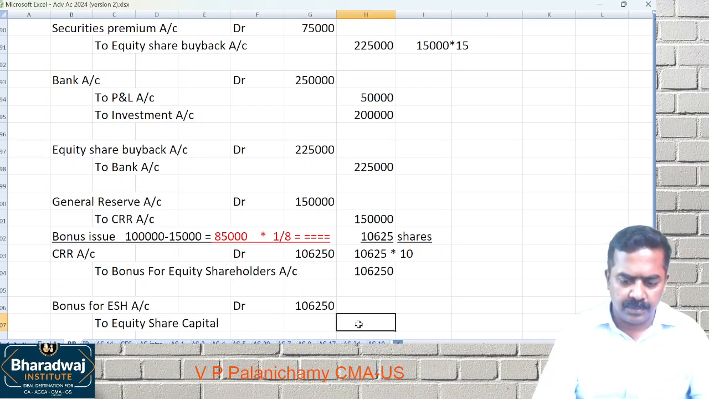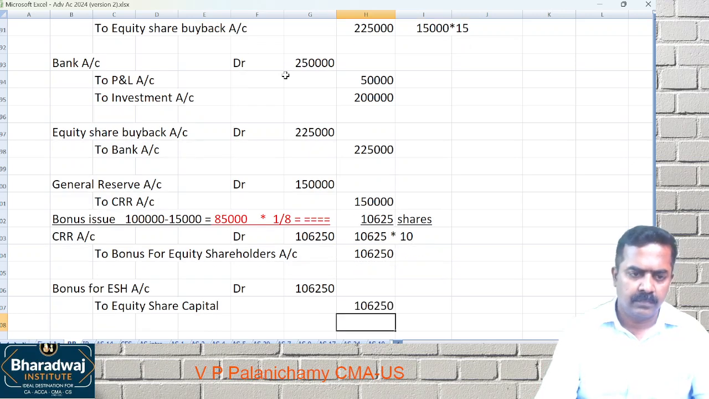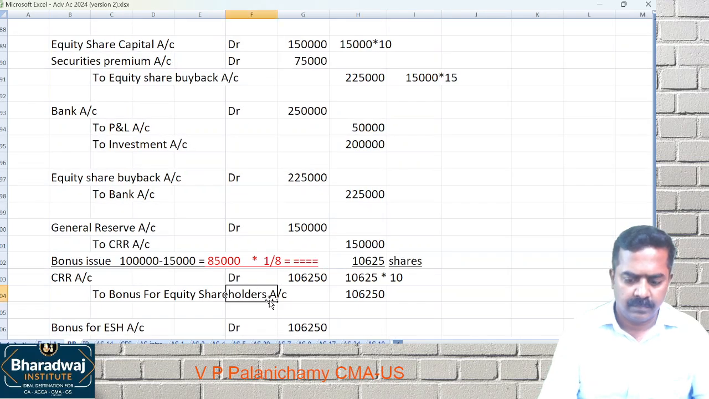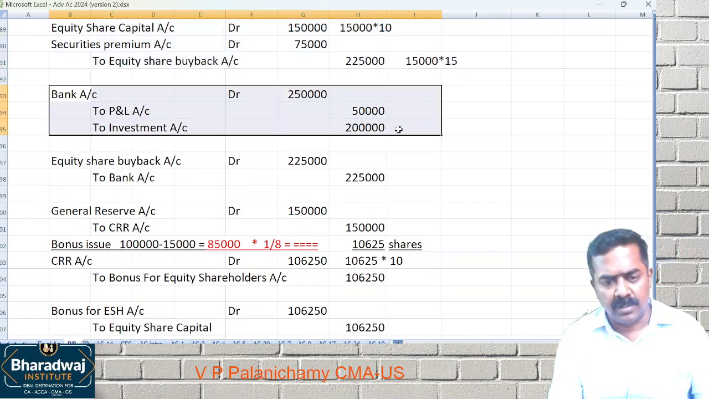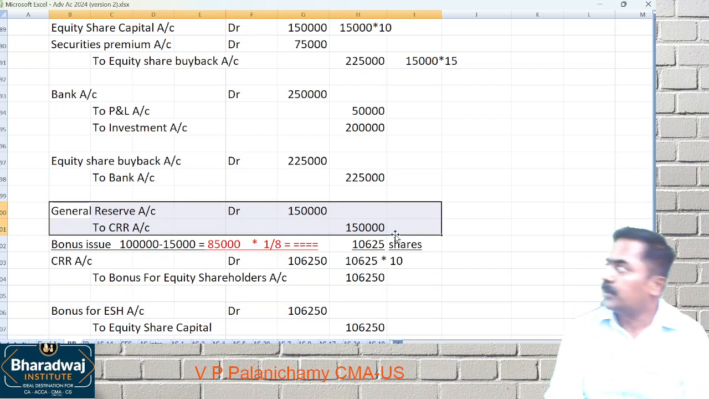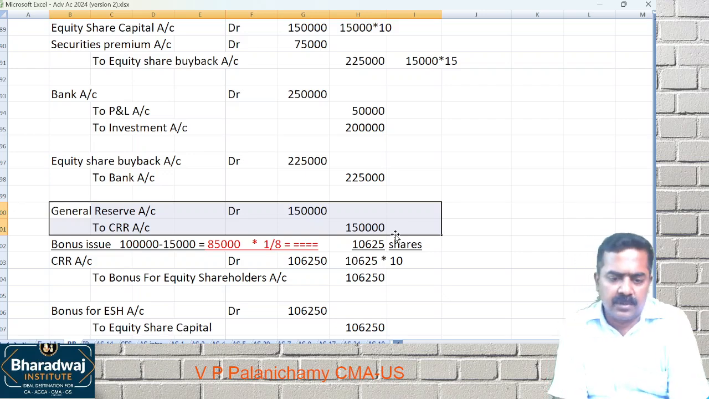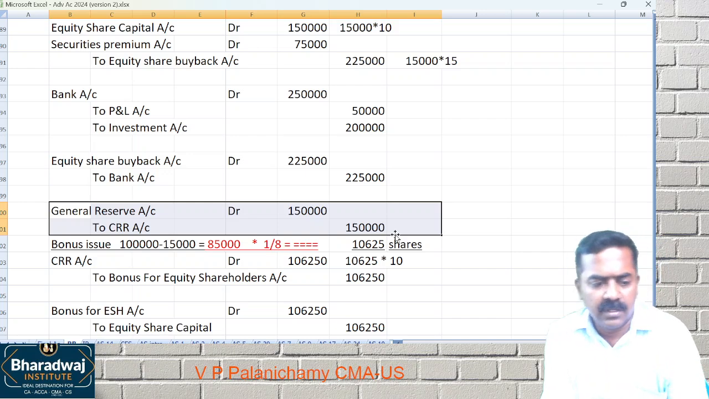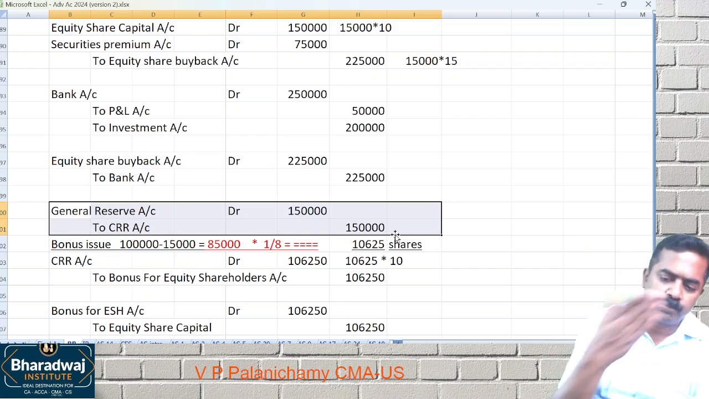Any doubt in bonus issue? Share capital is transferred, we sold the investment, we bought back the shares. Face value of shares bought back is transferred to which account? CRR account. Bonus issue 10,625 shares we have to create. That into 10 from CRR, let us take bonus for equity shareholders. Bonus for equity shareholders to what? Equity share capital. Go to the next first.